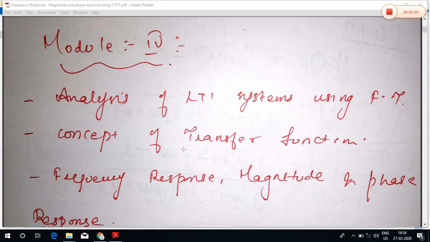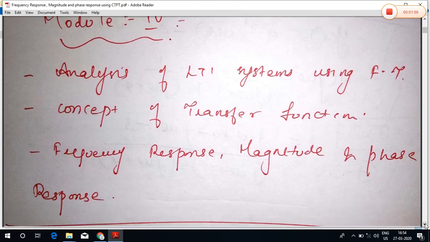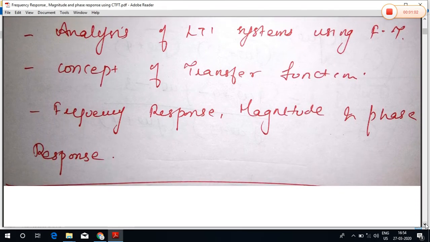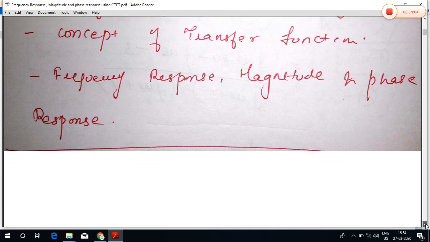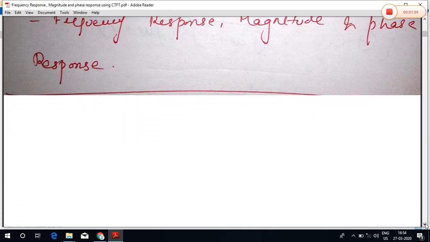What is the concept of a transfer function? What is frequency response? And what is magnitude and phase response? So let's directly move to the theory portion, that is how we can analyze an LTI system using the Fourier transform.